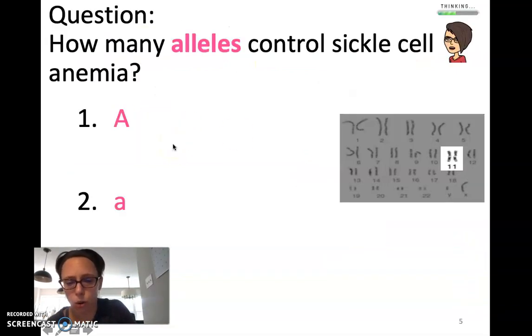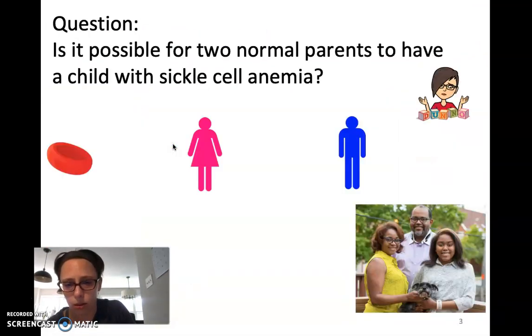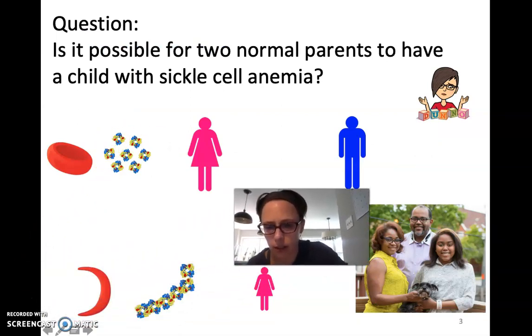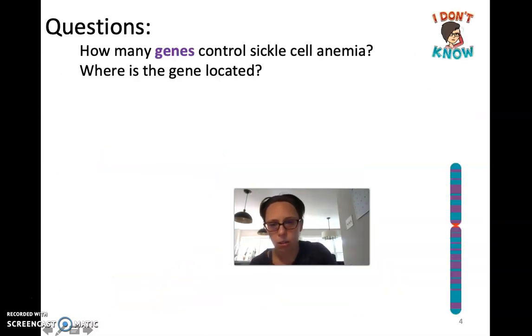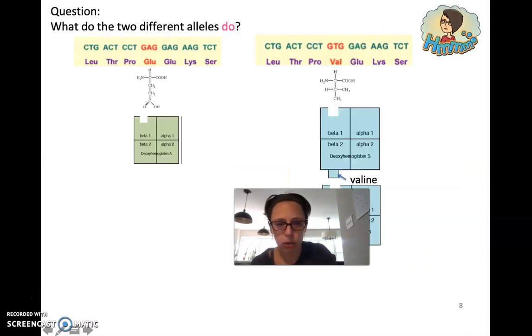Let's back up the truck. Whoa, whoa, whoa. Backing up the bus just like we do in school.